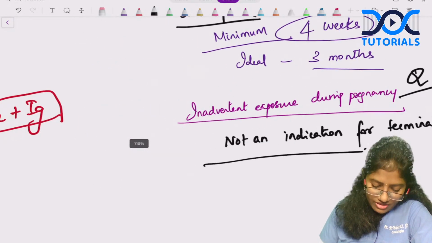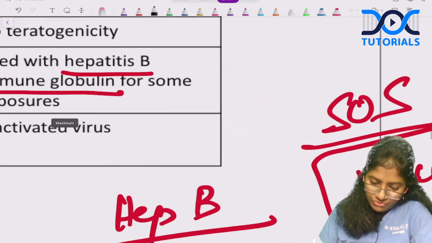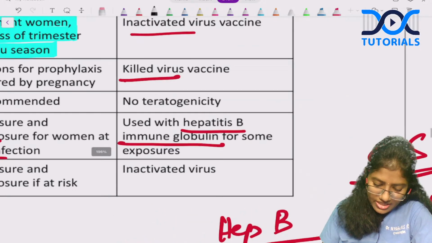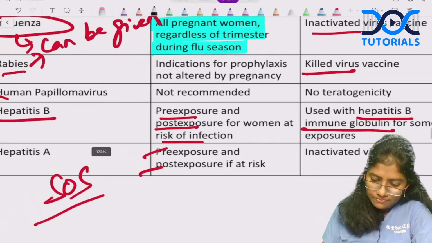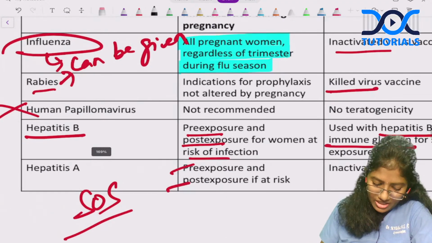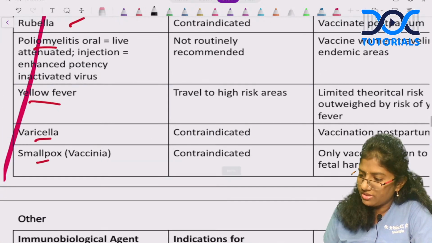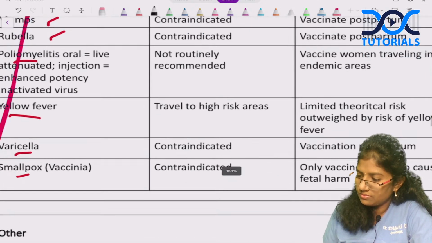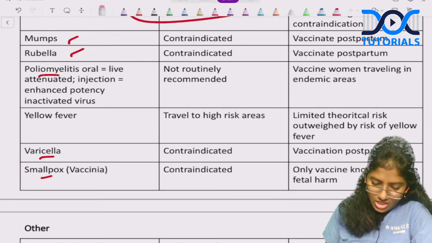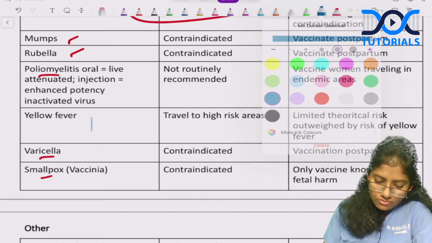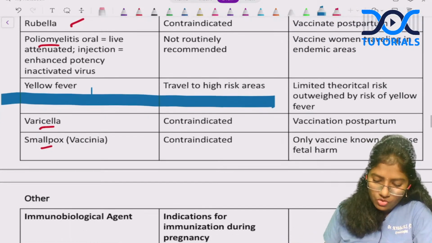So the only live attenuated vaccine that can be given during pregnancy is yellow fever. Vaccine against yellow fever can be given during pregnancy, and this is the only live attenuated vaccine that can be given during pregnancy. Very important MCQ point. Now coming to other vaccines and immunoglobulins.